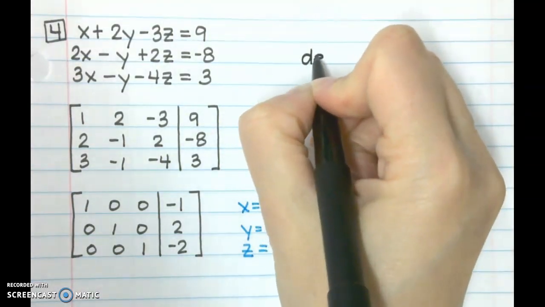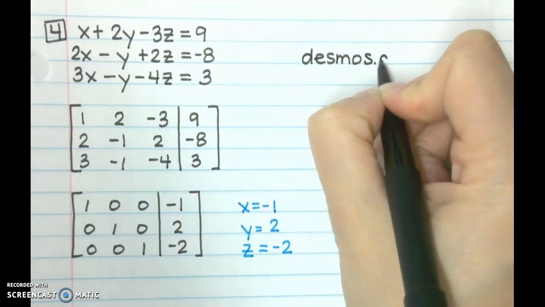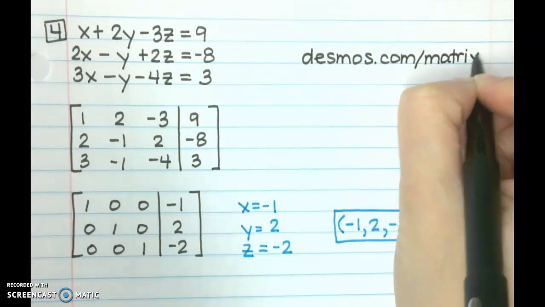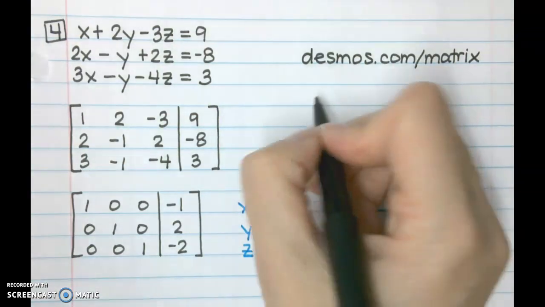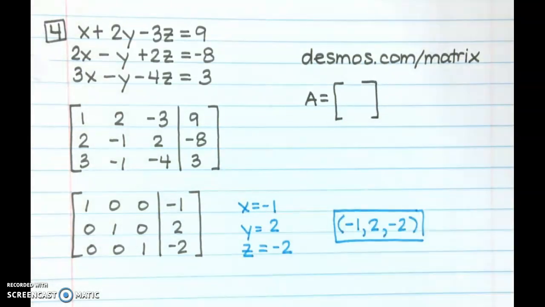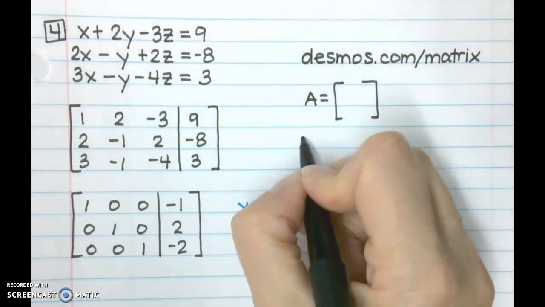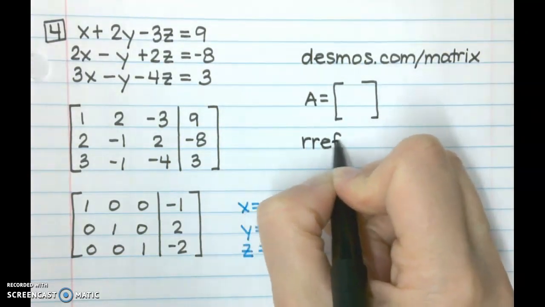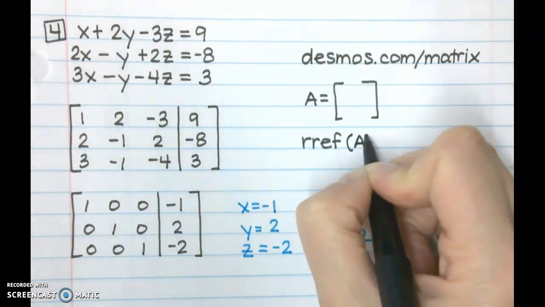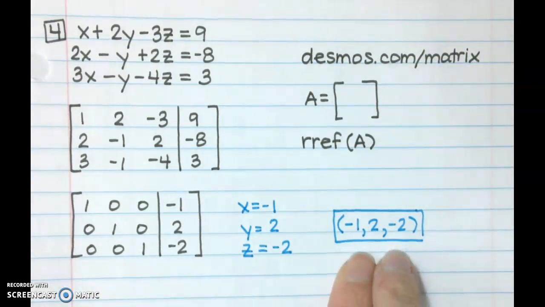The direct link to it is to go to desmos.com/matrix. And then I need to define my matrix. So tell it matrix A, how many rows, how many columns, enter that augmented matrix. And then I just need to find that reduced row echelon form, RREF, and tell it calculate the reduced row echelon form for A. It will spit that out for me, and I will have my solution.